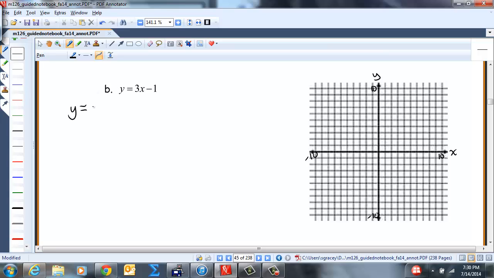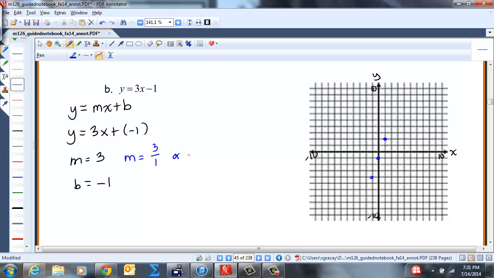So remember, y equals mx plus b is the slope-intercept form of the line. So if I rewrote our line, we would have this. So my slope is 3, which is the same as 3 over 1. And my b is -1. So I have an ordered pair at 0, -1, my y-intercept. And then using the slope, I go 1, 2, 3 up and 1 to the right. You can also go 1, 2, 3 down and 1 to the left, because you can say m is +3 over +1, or m is -3 over -1.